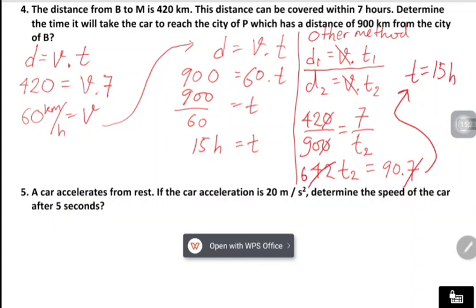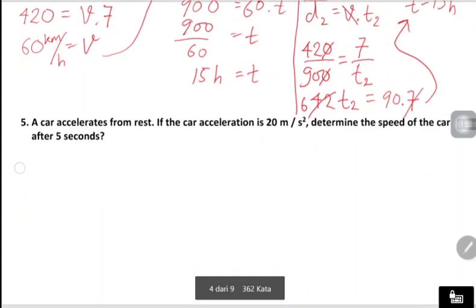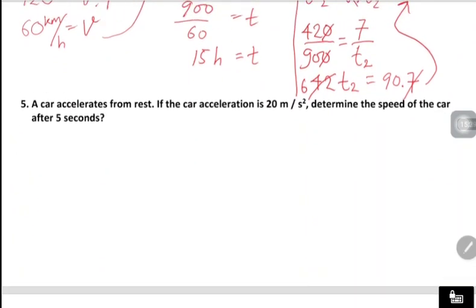Okay, now next, number 5. A car accelerates from rest. If the car acceleration is 20 meters per second square, determine the speed of the car after 5 seconds. From the rest, it means initial velocity equal to 0. Okay.